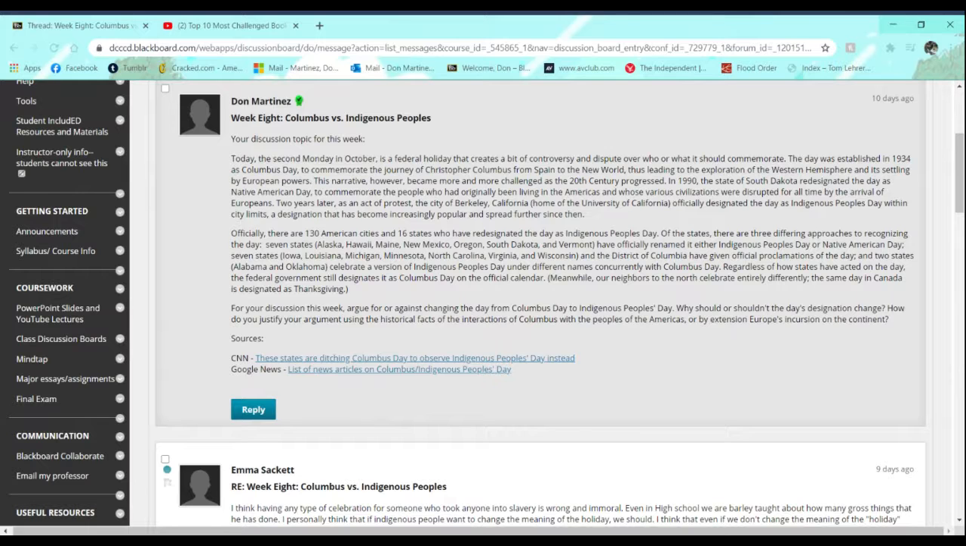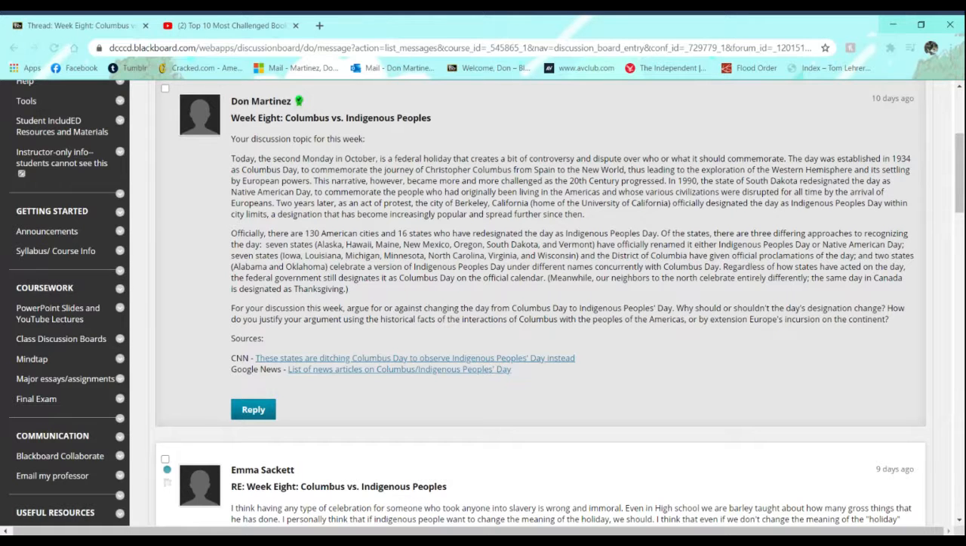Two years later, as an act of protest, the city of Berkeley, California, home of the University of California, officially designated the day as Indigenous Day within city limits, a designation that has become increasingly popular and spread further since then. Officially, there are 130 American cities and 16 states who have redesignated the day as Indigenous Peoples Day.